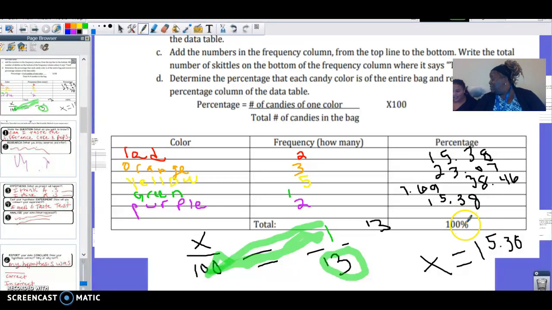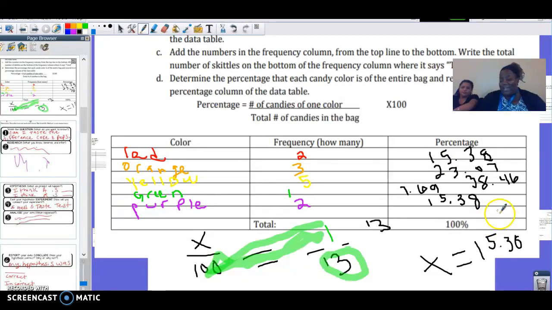100. Let's add all these up to see if we're close to 100. 15.38 plus 23.07 plus 38.46 plus 7.69 plus 15.38, which equals 99.98. Which is close to the 100%, right? Yep. So we know that we did our numbers correct.